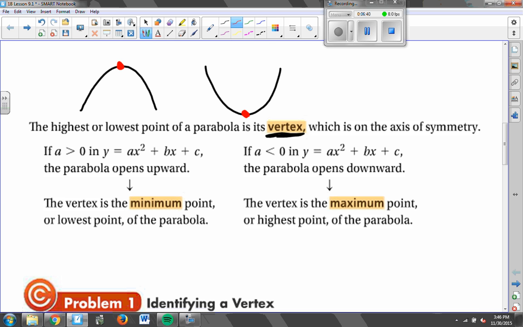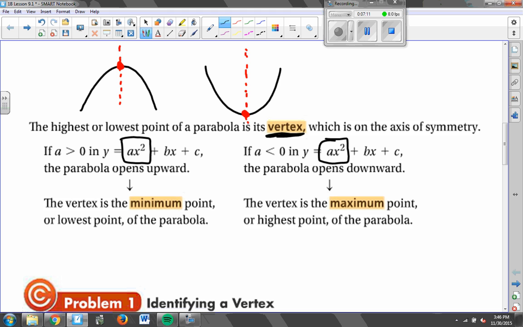And it lies on the axis of symmetry, right? Because this would be my axis of symmetry, and this would be my axis of symmetry here. Okay. Now, the way you can tell if it's going to be the top or bottom of the parabola, i.e. a maximum or minimum, is if your a value is positive or negative.